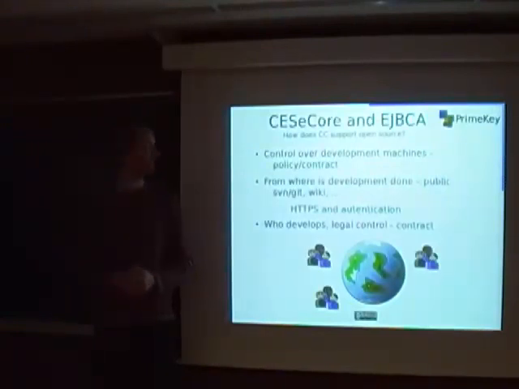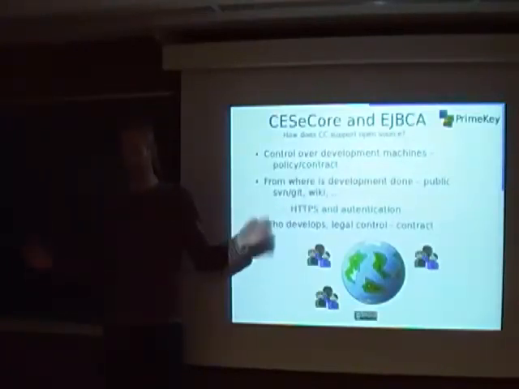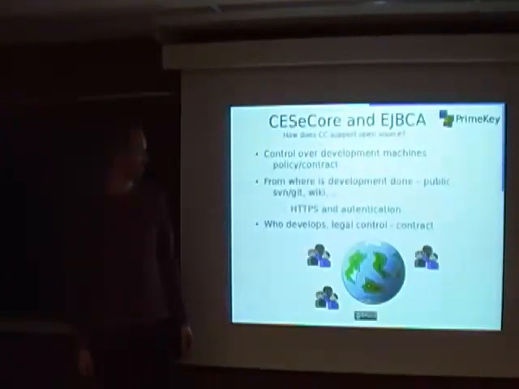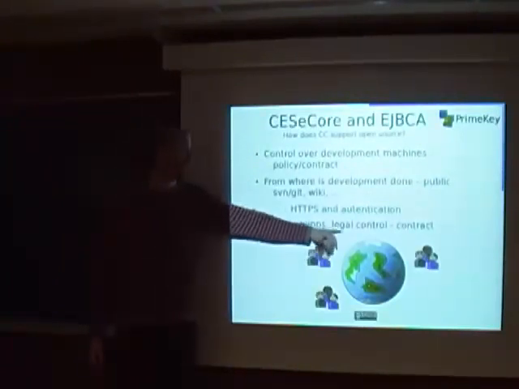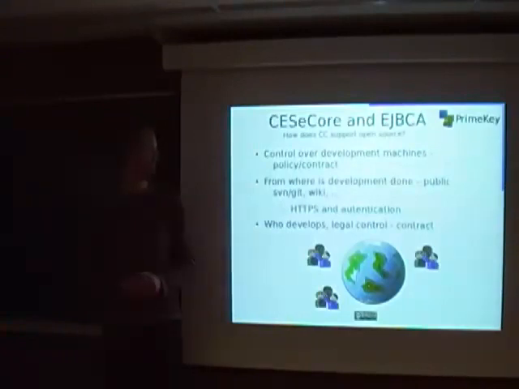So the committer has to say that yes, I have some best effort control that my machine is not infected by malware, basically stuff like that. Where development is done from actually doesn't matter, as long as you have some authentication and encryption. So HTTPS and authentication is good. You can commit from wherever in the world you want. The same goes for this legal control over who develops. You have to have some contract or this user responsibility policy.